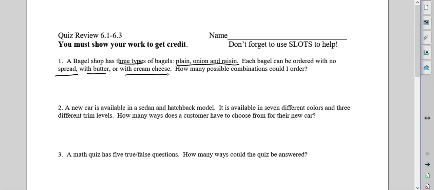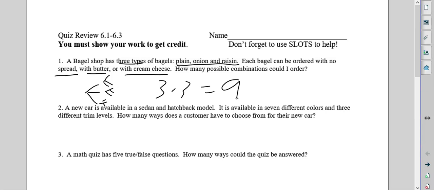Well, if you went with a factory tree, which, like I said before, can get messy, you would have your 3 different types of bagels, and each one could have 3 different toppings on it. So you can see that that's 3, 6, 9, okay? But the easy way is just the counting principle. There are 3 types of bagels, and there's 3 types of toppings. Much quicker than a factory tree, all right? And that's 9 different ways, okay?